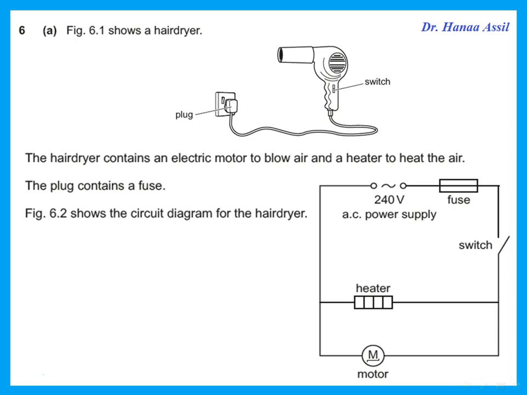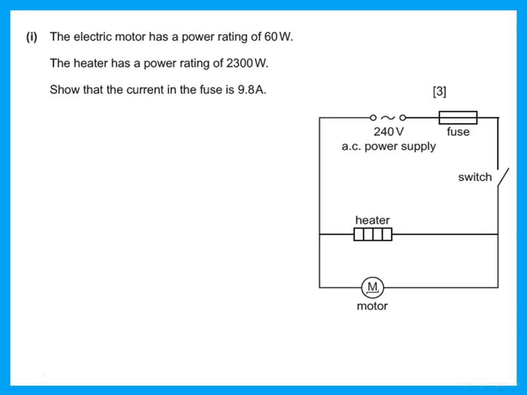This question shows a hair dryer. The hair dryer contains an electric motor to blow air and a heater to heat the air, and the plug contains a fuse. Now he's saying this figure shows the circuit diagram for the hair dryer. So he has a power supply with 240 volts, the fuse, a switch, a heater, and a motor. And he's saying the electric motor has a power rating of 60 watts. So the motor has 60 watts. The heater has 2300 watts.